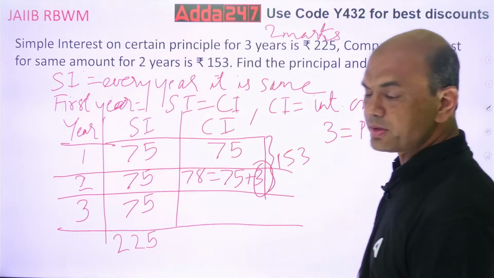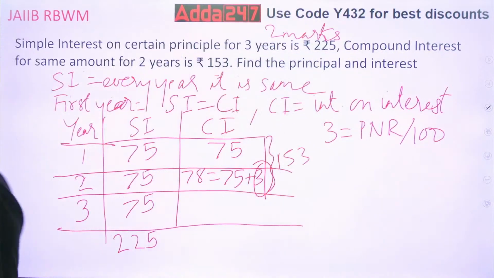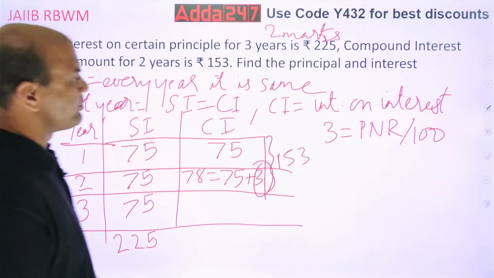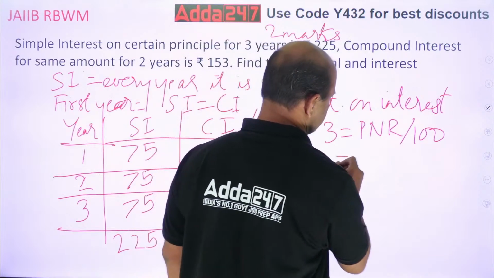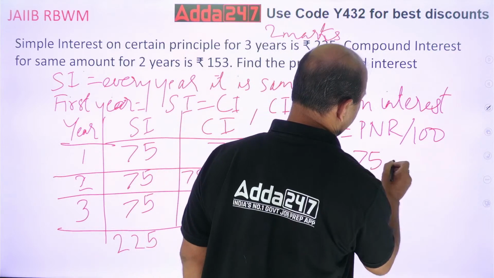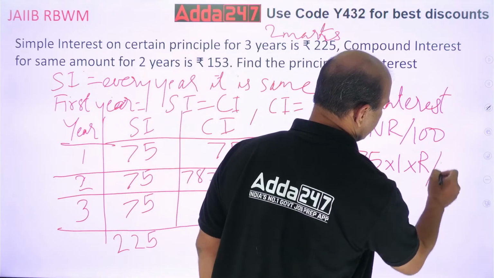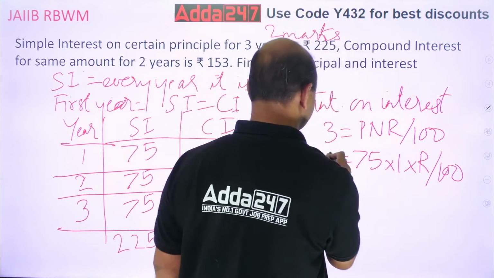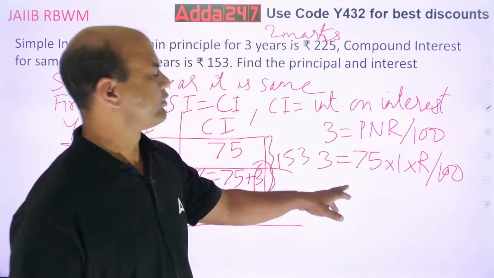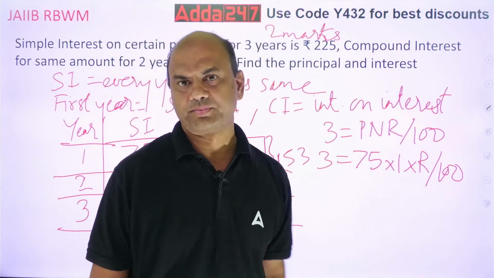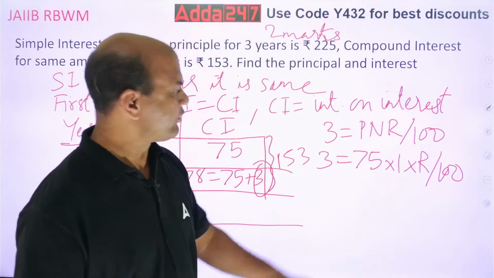Okay, what is P over here? I have invested 75 rupees, right? So my P will be 75, into N, which is 1 year, into R, R divided by 100. So 3 equals to 75 into 1 into R upon 100. Got it? So now find R.